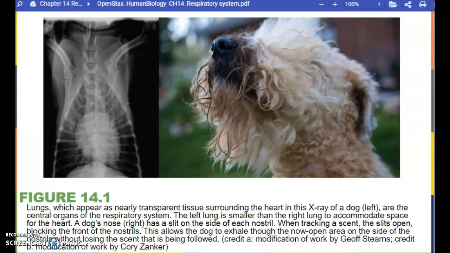So obviously, when we're talking about the respiratory system, we're talking about the lungs and everything that goes along with the taking in of air and exhaling of carbon dioxide and things that we don't need in our bodies.